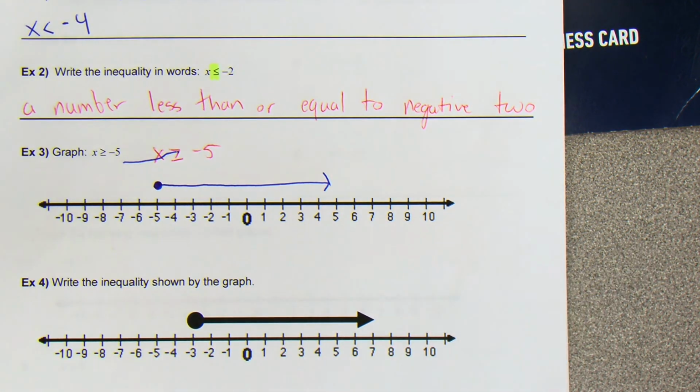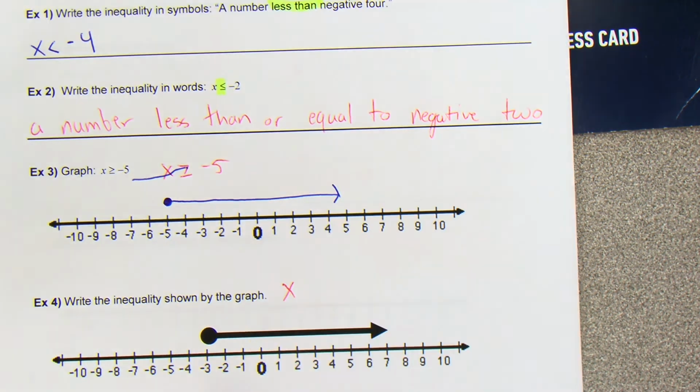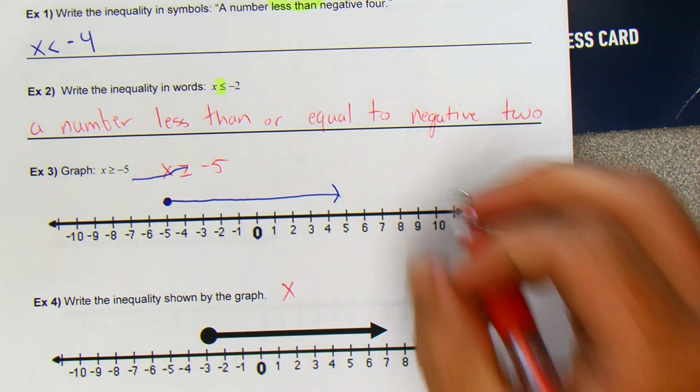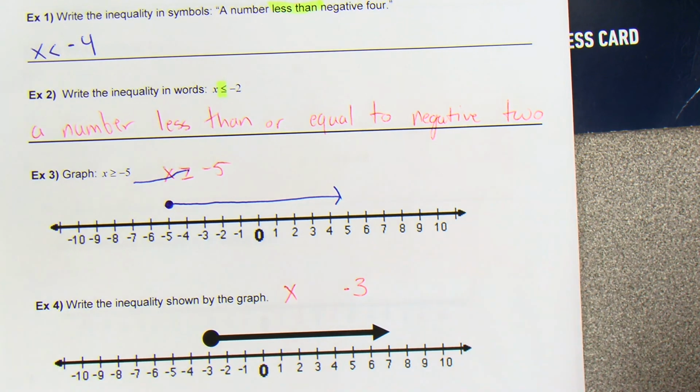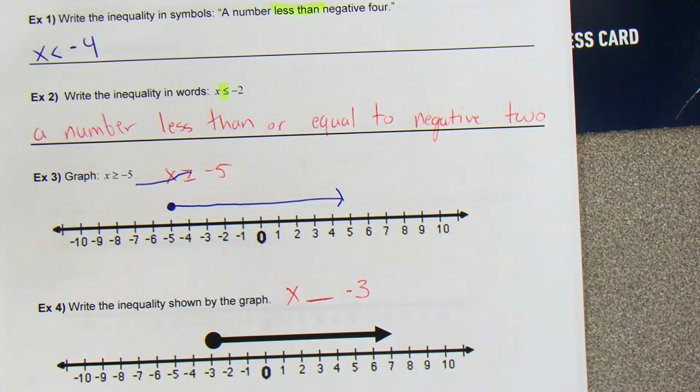Example 4, we're doing the opposite. We're writing the inequality shown by the graph. Okay, so first we know that we're going to use x, right? We know it's above -3, so we know -3 will be my answer. Now I need to figure out what goes here, right? I need to figure out what my sign is. So I want to look at which way the arrow is pointing first. The arrow is pointing to the right, okay?